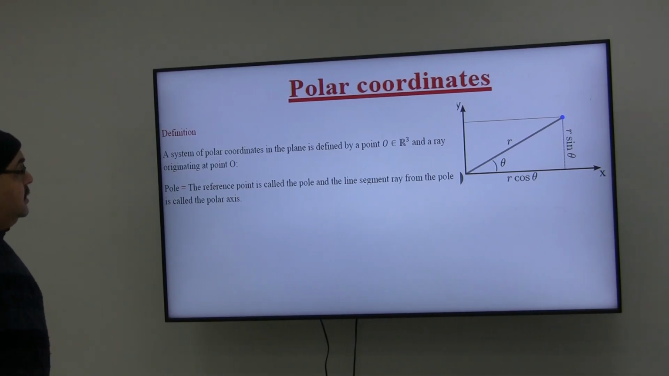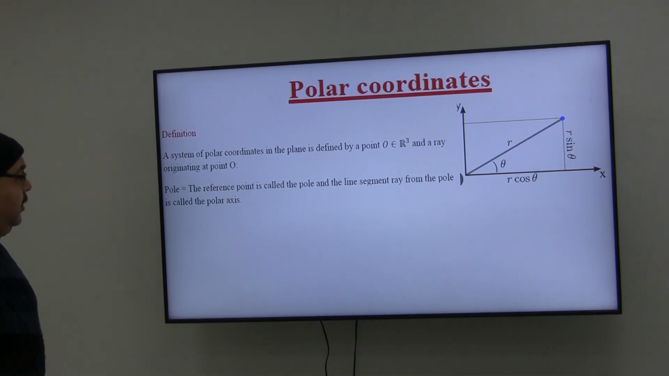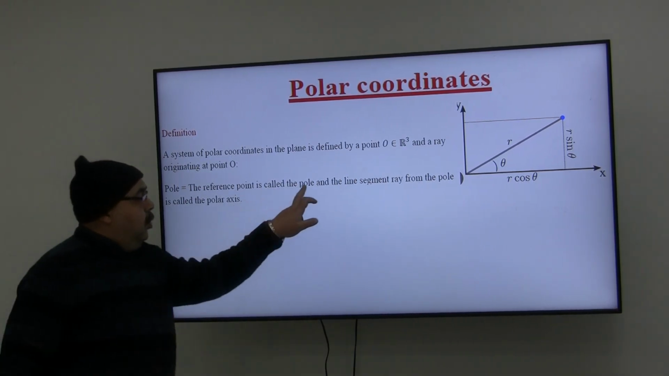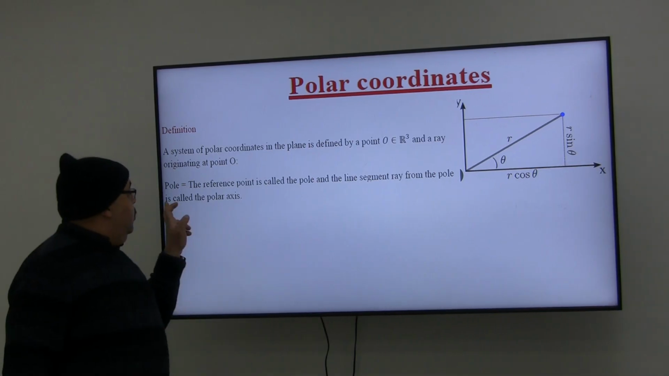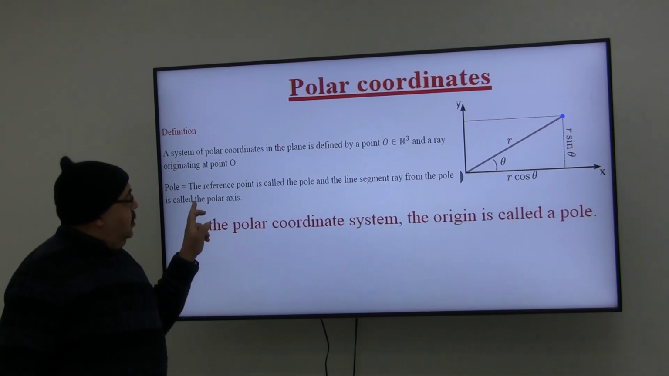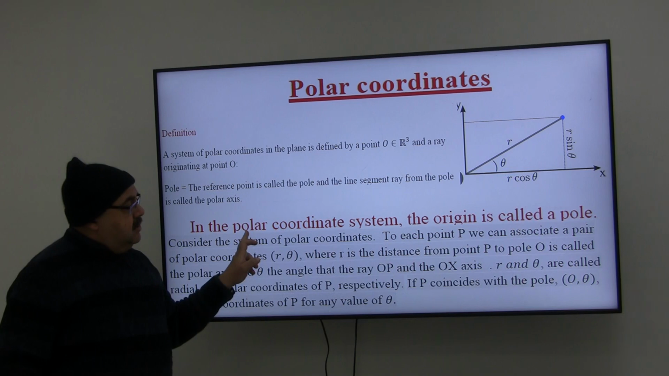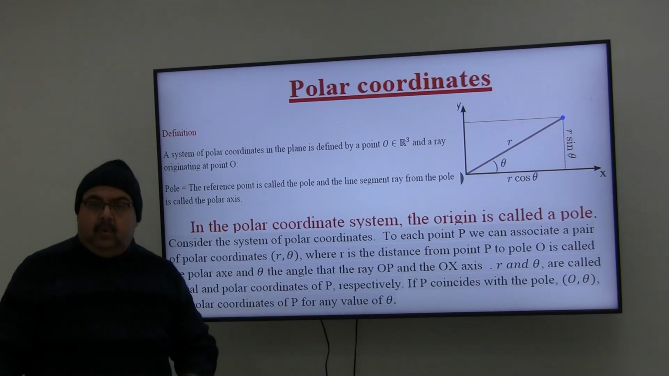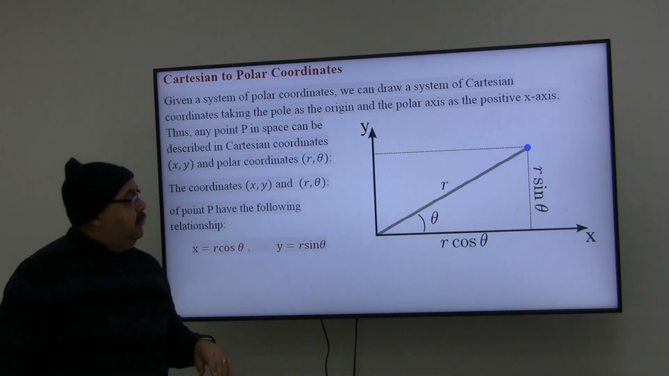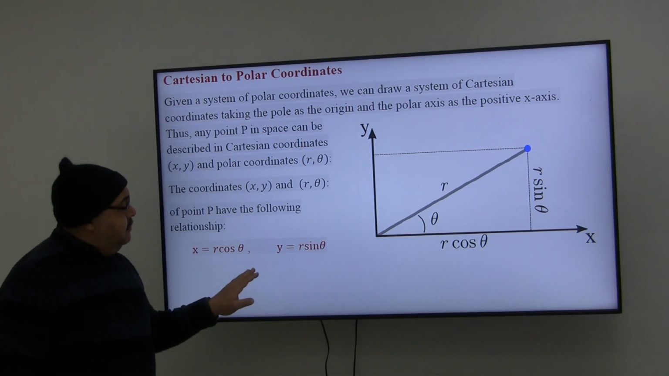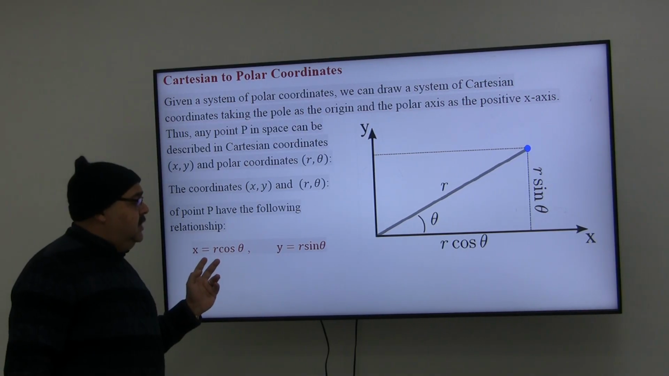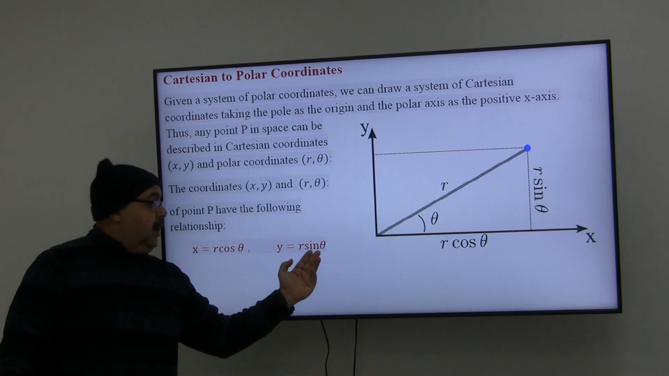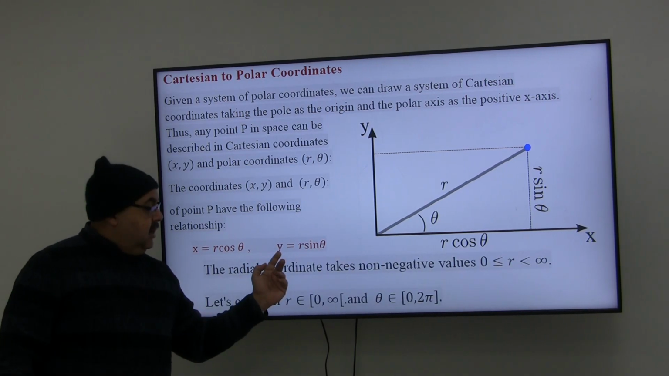A system of polar coordinates in the plane is defined by a point O, called the pole or the reference point, and a ray starting at O, called the polar axis. In polar coordinate systems, the origin is called a pole. This is r, theta, and that's explaining all what I've tried to explain for you. The relation connecting them is x equal to r cosine theta and y equal to r sine theta. This is how to move from polar to Cartesian coordinates simply.